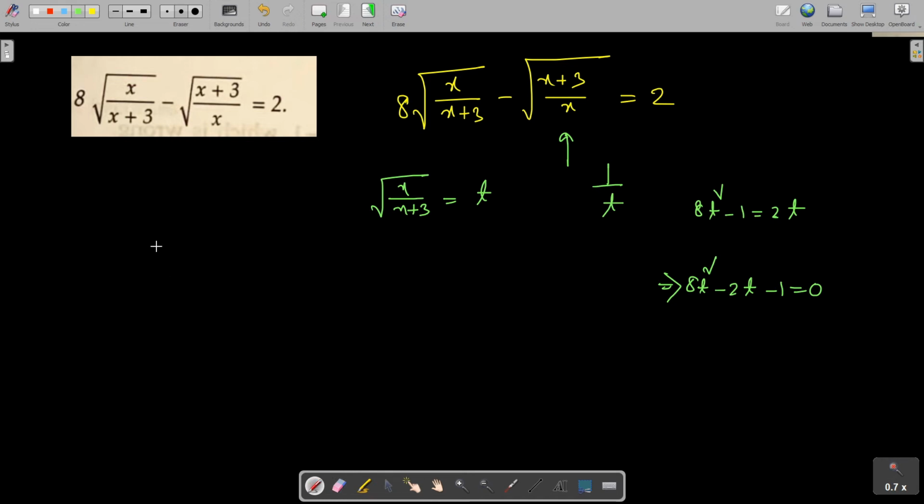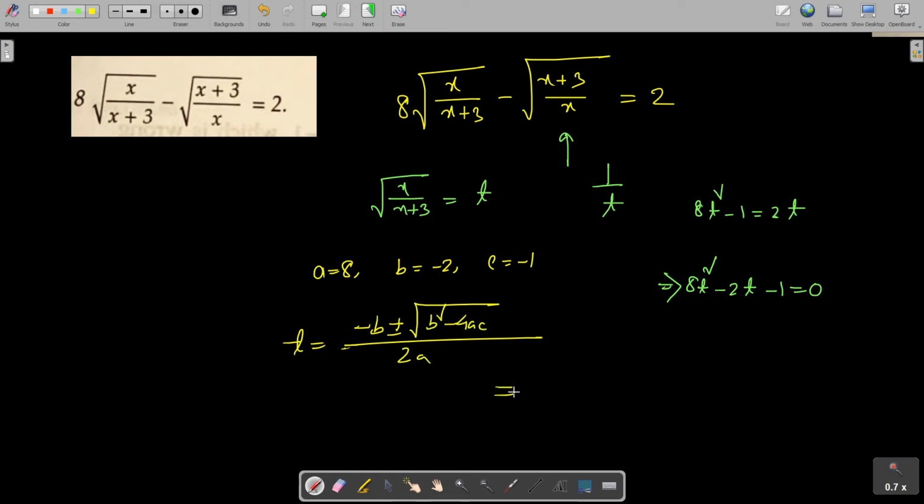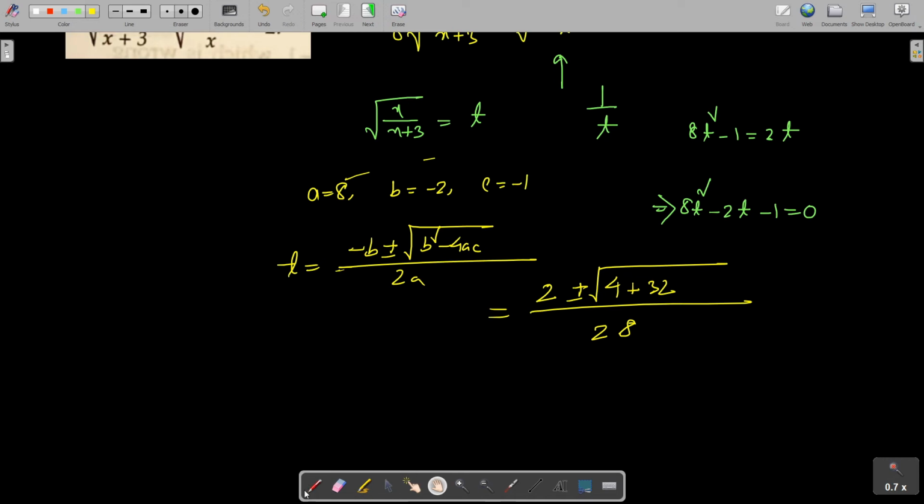Now what we will do is we'll use the formula. So what's a here? a is 8, b is minus 2, c is minus 1. So what will be the values of t? First we'll write the formula. It's minus b plus minus root over b square minus 4ac divided by 2a. Okay, so minus b, minus 2 will become plus 2. b square will become 2 to the 4, and 4ac, 8 into minus 1, minus 8 into 4, minus 32, and there's a minus, it will become 32, divided by 2 into 8.